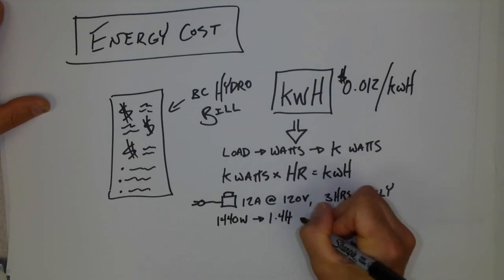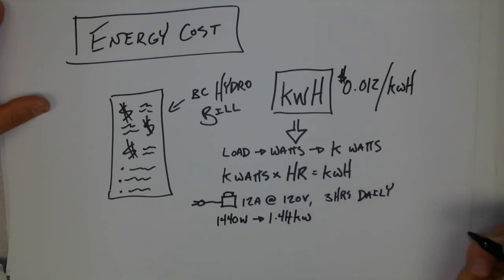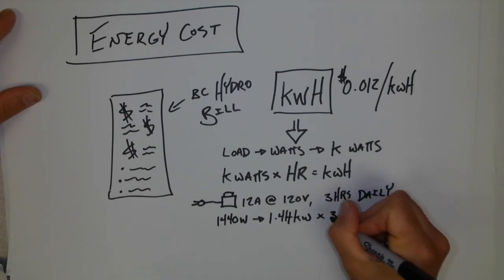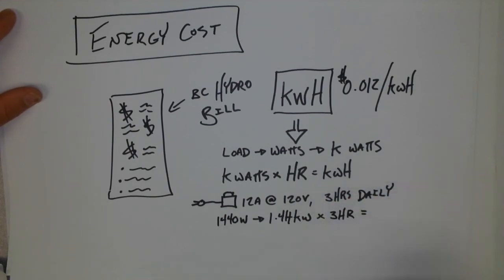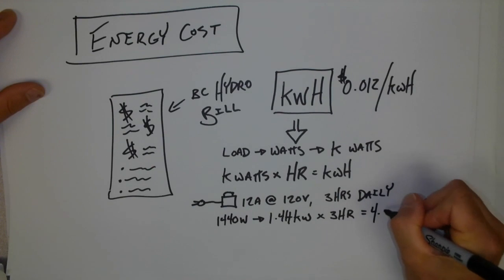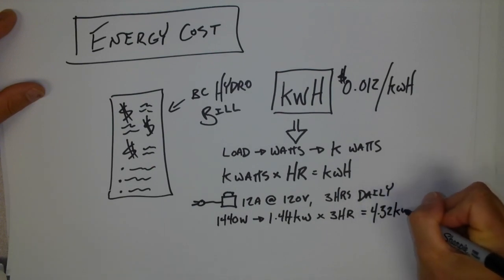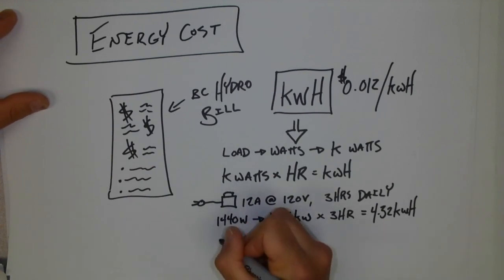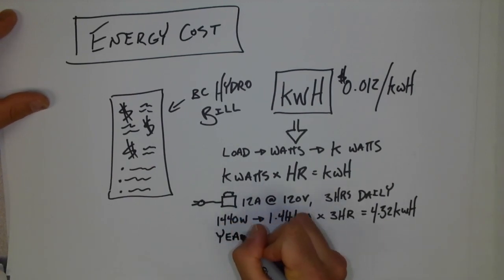Kilowatts. We then multiply it by the total number of hours. So times 3 hours. So 1.44 times 3 hours is 4.32 kilowatt hours. Now I want to do this for a whole year. How much is it going to cost me for the year?